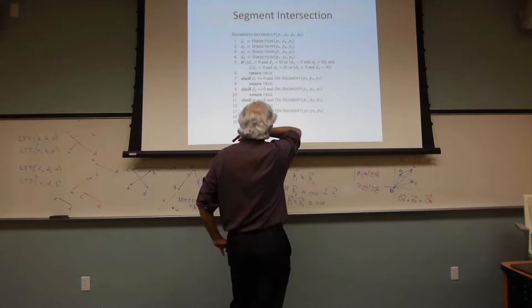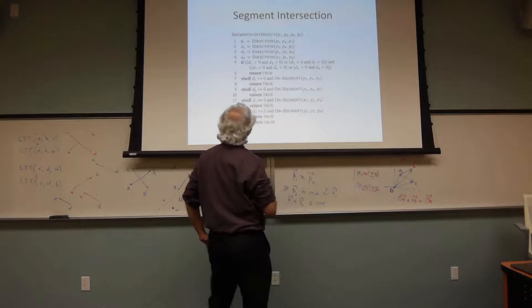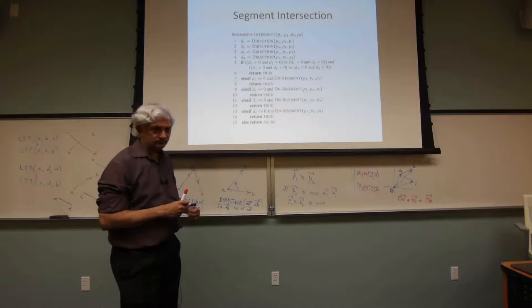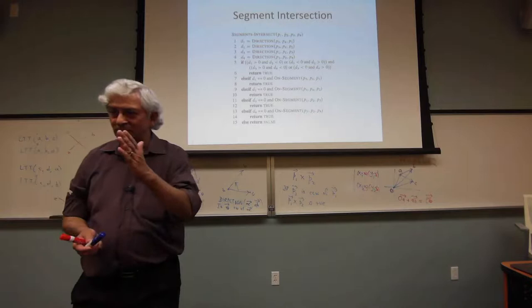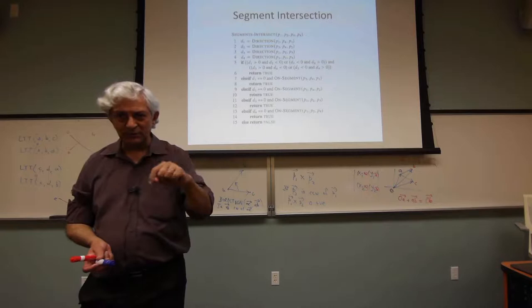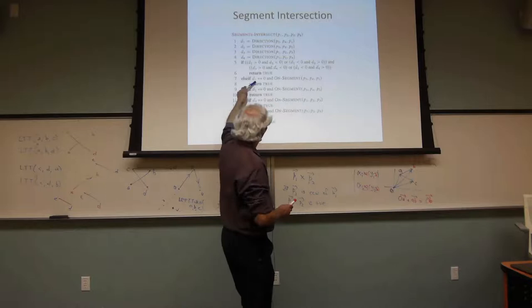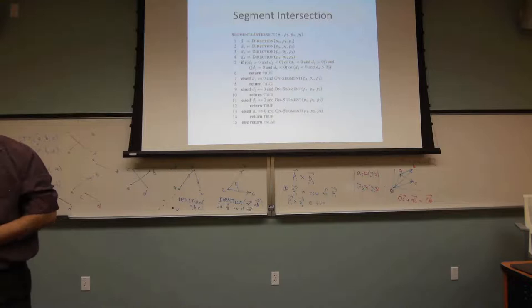Right. Okay, good. So it's possible that P3 to P4 to P1 gives you a zero, which means those three points are on the same line, but it could be that it's outside the line segment or inside the line segment. And that's what this last one takes care of. And so there are four possible cases of how they can be zeros. And in each case, you have to make sure that the third one is on the segment.